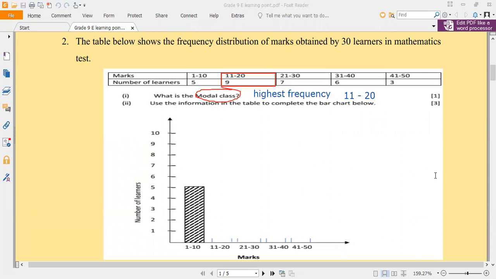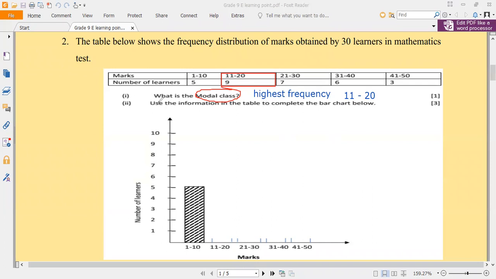Okay, so with all that said, we can proceed to the next question. The next question says, use the information in the table to complete the bar chart. Now, remember, this is a bar chart. The bar chart is a chart that indicates the frequency with some spaces in between. Yeah, with some spaces in between.